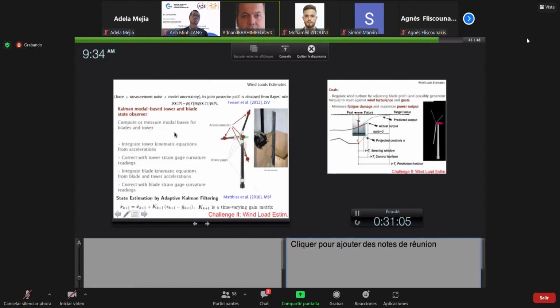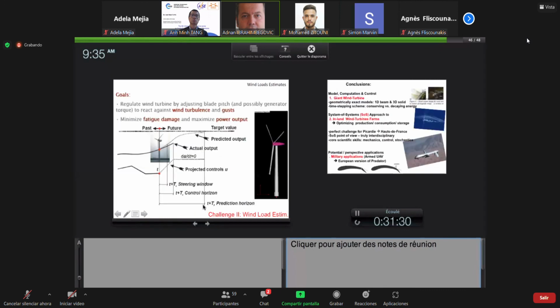How does it work? Well, basically, this is your typical approach by Kalman filter. You can integrate the tower kinematic equation from acceleration. Then you correct with the tower strain gauge curvature reading. Then you integrate the blade kinematic equation from blade and tower acceleration. Then again, correct with blade strain gauge and so on and so forth. This is your Kalman gain matrix that is typically set once and for all, and then the update goes very quickly, and it's almost like a linear computation.